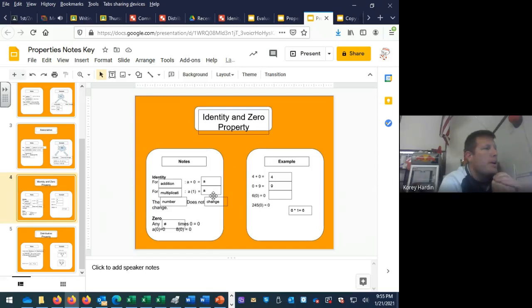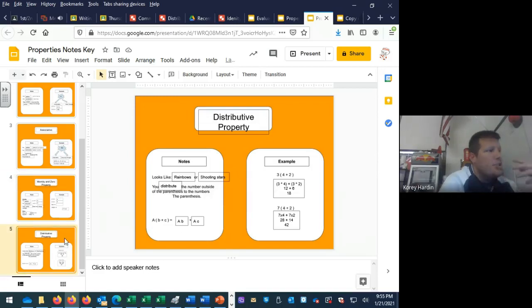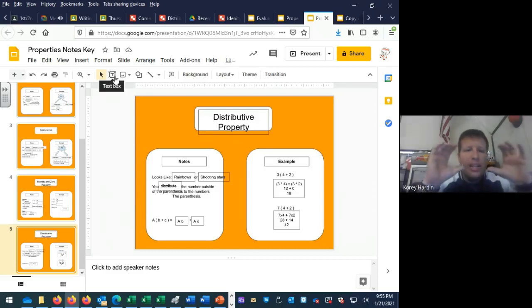Same thing with 0 down here. Any number times 0 is 0. Okay? And that's zero property. Lastly, distribute. You're going to distribute what's outside the parentheses to what's inside the parentheses, okay? So on your homework tonight, you're going to have to look at these numbers, and you're going to have to tell me which property is being used, okay? You're going to have to tell me which property is being used.